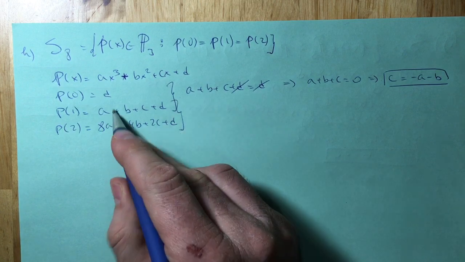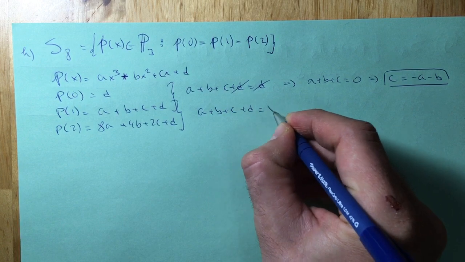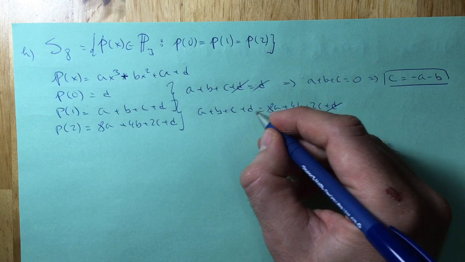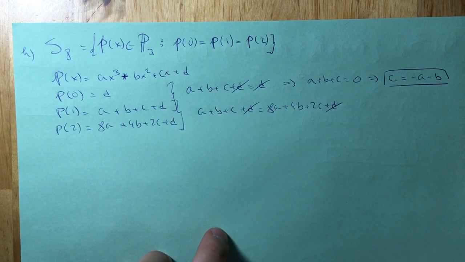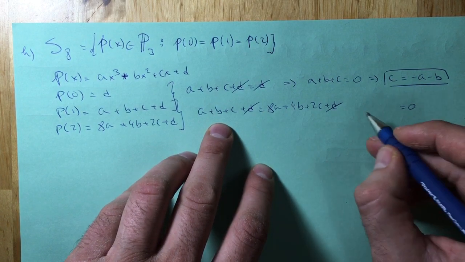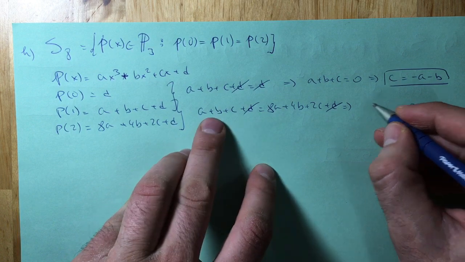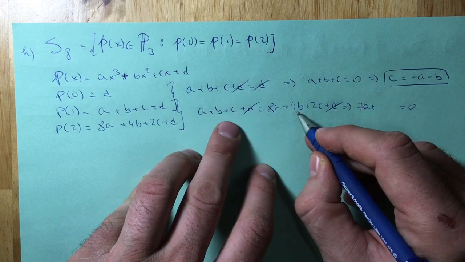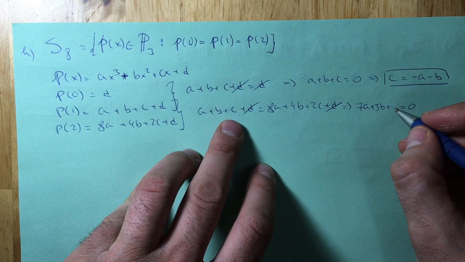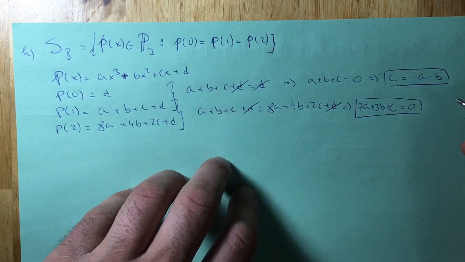And from the fact that P of 1 is equal to P of 2, I get that a plus b plus c plus d is equal to 8a plus 4b plus 2c plus d. Again, d cancels out for each value of d, and then I get that 0 is equal to 8a minus a is 7a, plus 4b minus b is 3b, plus 2c minus c is c. So 7a plus 3b plus c is 0.